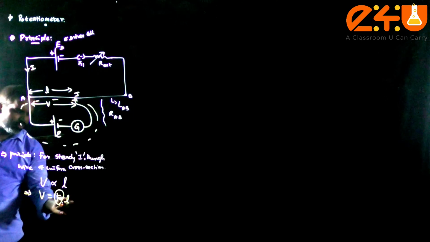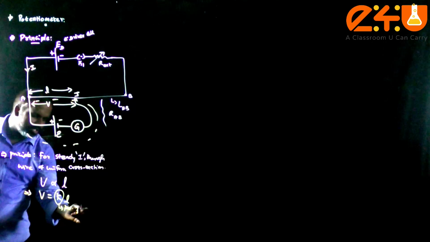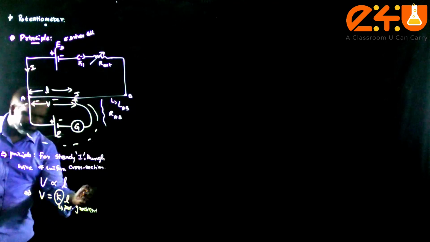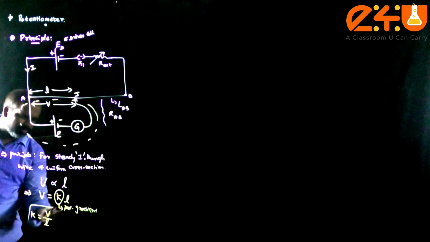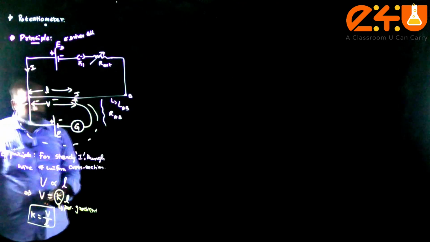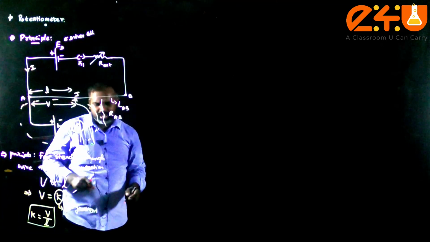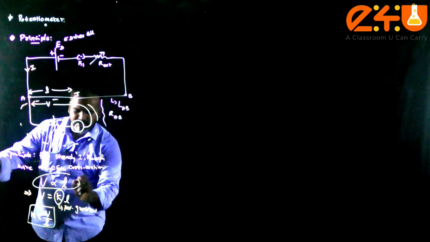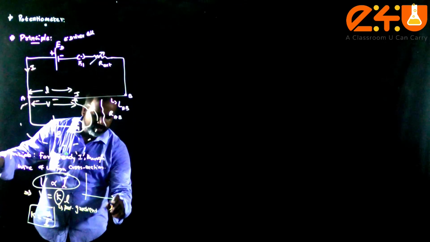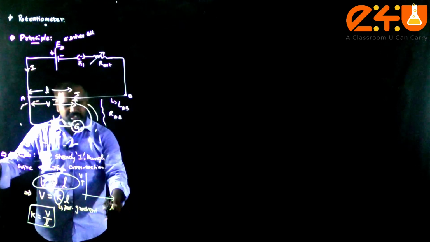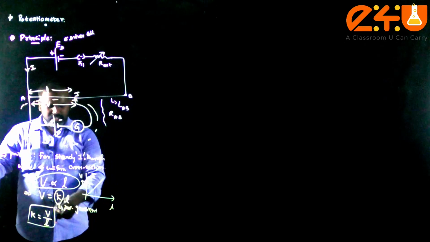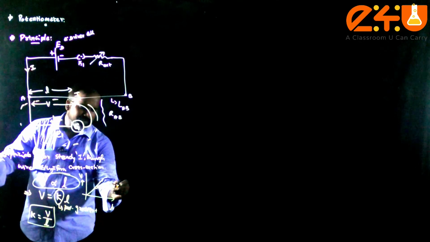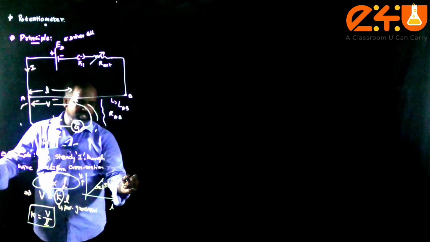This K is called the potential gradient. Now from this we can write that K is equal to V by L. So this is one of the expressions for potential gradient. And another expression for potential gradient: we know that it is directly proportional. Therefore, when you draw the graph between balancing length and voltage, since it is directly proportional, it will be a straight line. The slope of the graph is nothing but K, because the slope is V by L, which is equal to K.